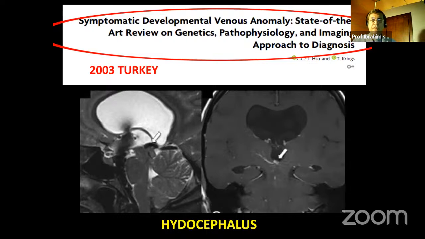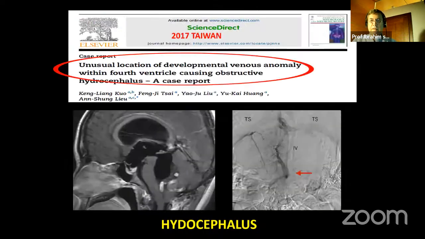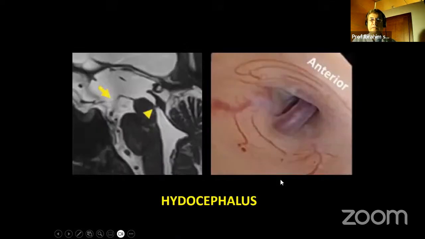Again, they can present with hydrocephalus. Would you believe it? The DVA is just blocking the entrance of the aqueduct, causing hydrocephalus. And here it is, hydrocephalus. And this is the DVA sitting on the aqueduct. And this is the endoscopy view. This is anterior, this is posterior, this is the DVA blocking the aqueduct, like in here.